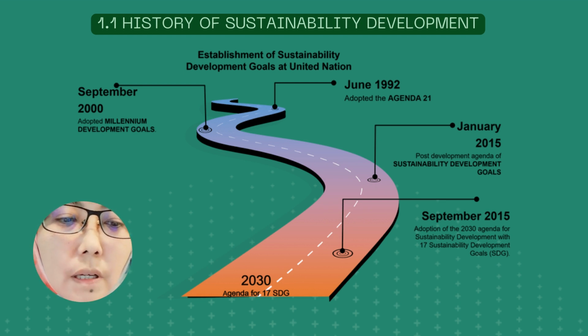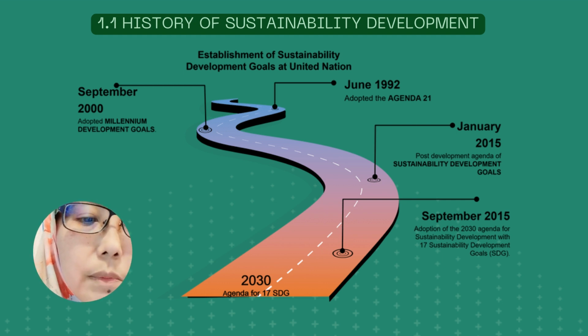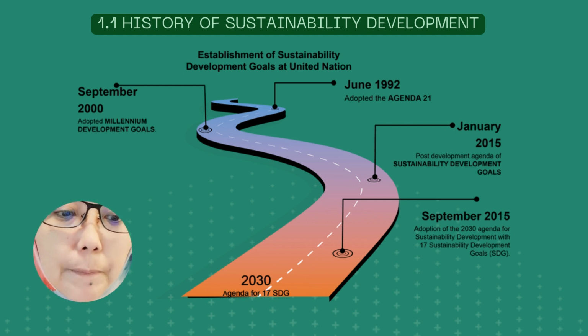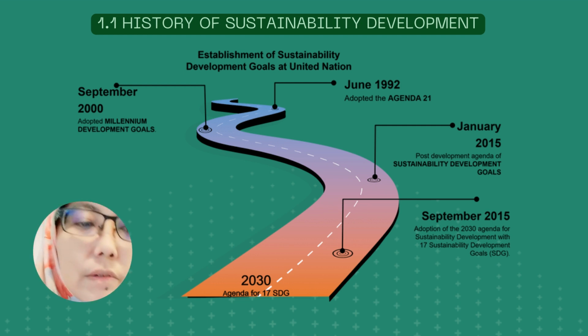The process culminated in the subsequent adoption of the 2030 Agenda for Sustainable Development with 17 SDGs at its core at the United Nations Sustainable Development Summit in September 2015. 2015 was a landmark year for multilateralism and international policy shaping with the adoption of several major agreements.